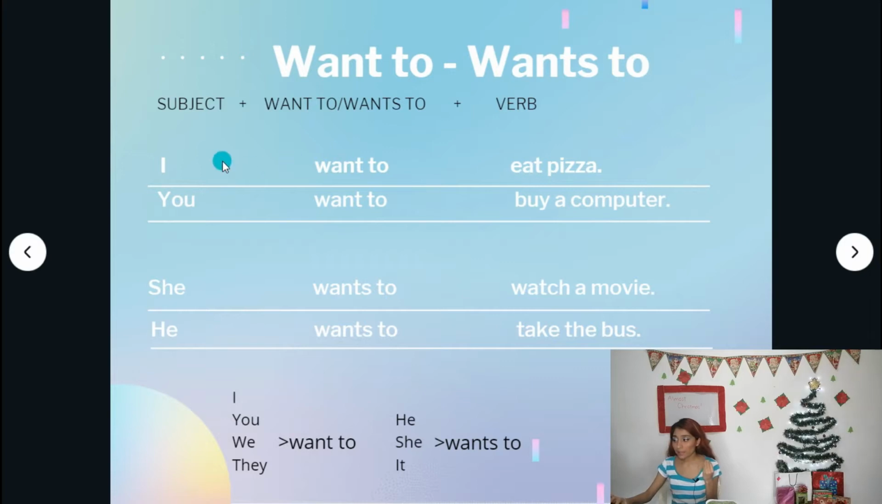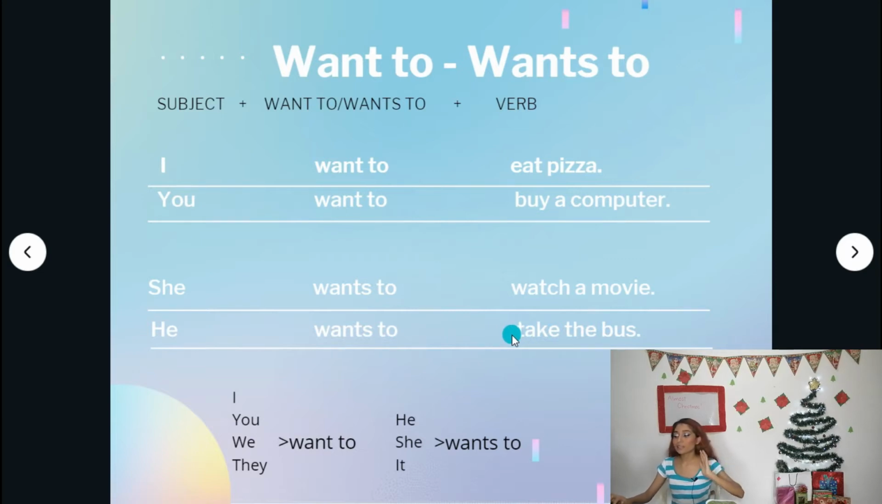Here we have the subject, want to, and the verb that is eat. Example number 2: You want to buy a computer. To buy a computer, okay? And with wants to: she wants to watch a movie. She, we have the subject, wants to, and the verb, watch a movie. Then we have he wants to take the bus, okay? To take the bus, tomar el camión.